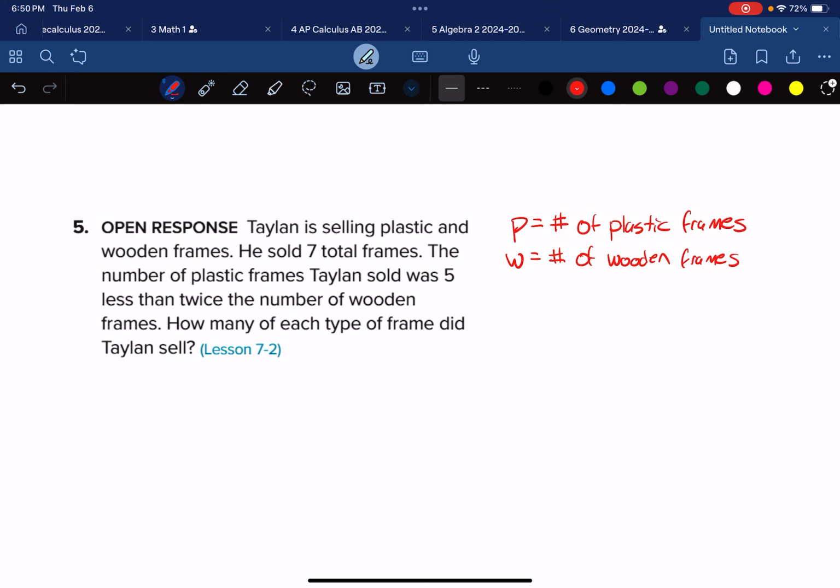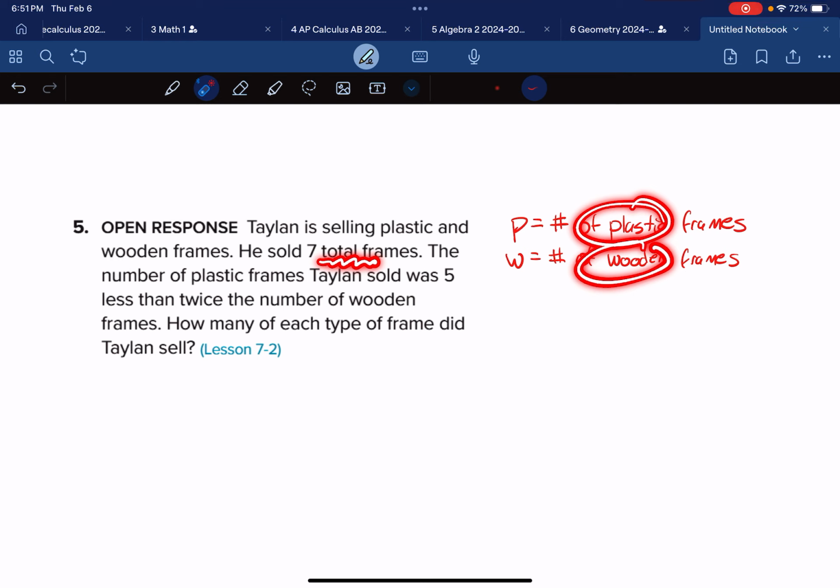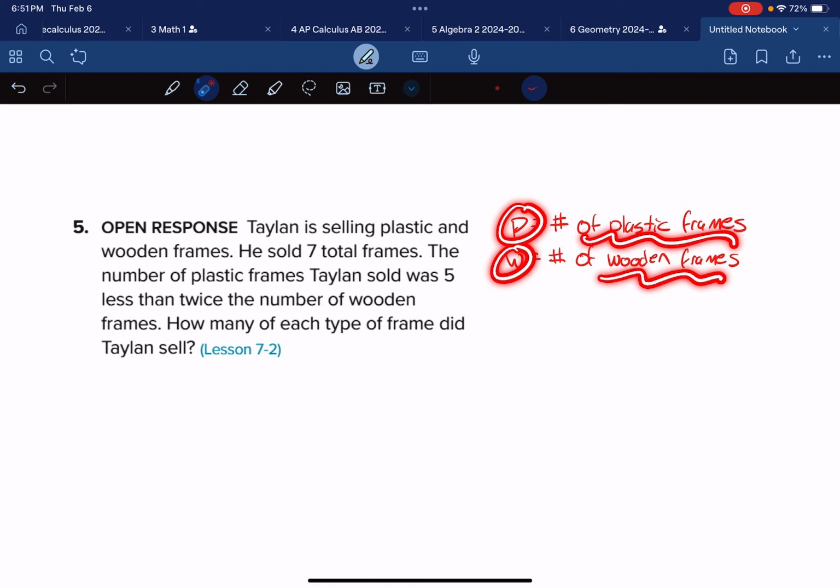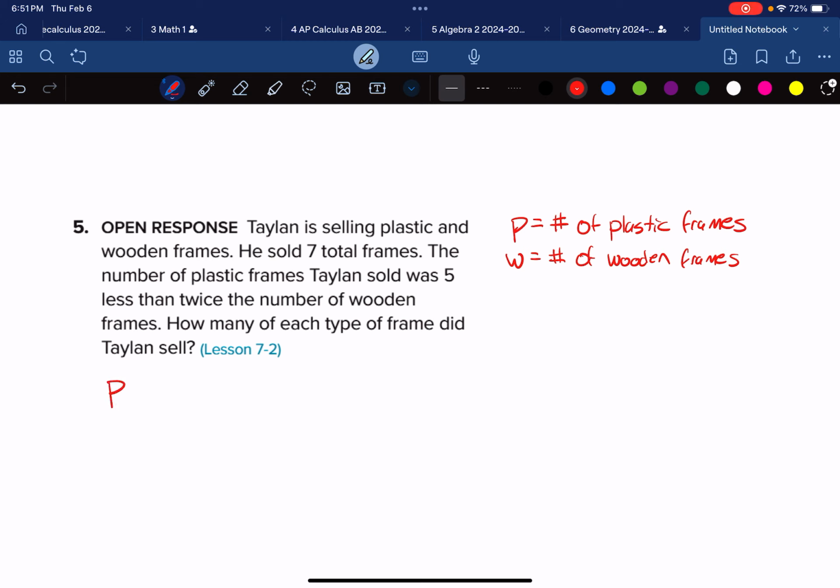Now we have some variables, now we need to make some equations, and typically speaking, this is the unit for a system of linear equations, meaning there are at least two equations. So I'm reading the second sentence. He sold 7 frames. That is an equation. A little bit tricky, but total frames means a mixture of plastic and wooden. If I added those together, that is the total number of frames. So if I add P and W, the plastic and the wooden, I should equal 7. It's a little bit tricky to see that, but we do want to write that down. So P plus W, the total number of frames, is equal to 7.